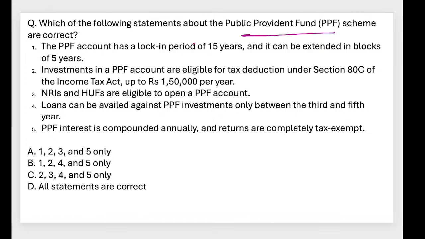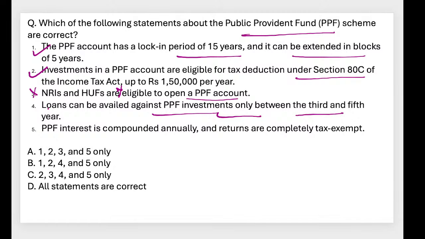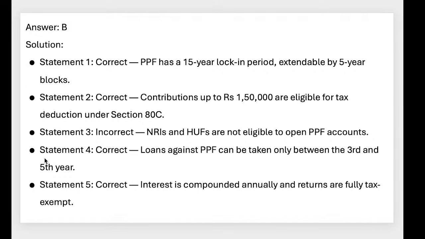So what will be your correct answer? The PPF account has a lock-in of 15 years and it can be extended in blocks of 5 years, 100% true. PPF accounts are eligible for tax deduction under 80C up to 1,50,000, true. Third statement: NRI and HUF are eligible to open PPF accounts. They are not eligible, so first of all, this is wrong. Statement 4: loan can be availed against PPF only between the 3rd and 5th years, true. PPF interest is compounded annually and the returns are completely tax exempted, this is true. So 1, 2, 4, 5 means option B will be the right answer for this particular one. Yes, very good.